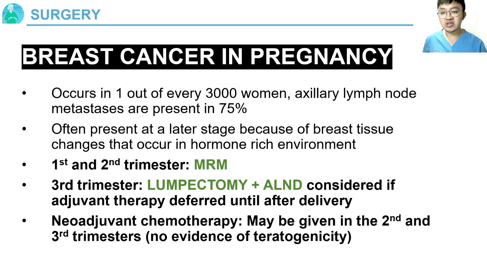So in the first and second trimester, because you can't have the patient undergo chemotherapy and radiation, it's better to proceed with the modified radical, more radical procedure, just to make sure that the cancer is somehow eliminated. For the third trimester, you can proceed to less aggressive, more conservative approaches such as lumpectomy and ALND, because you can provide the patient's chemotherapy after the child is born, right? So it's near the delivery date. Neoadjuvant chemotherapy may be given in the second and third trimesters because there's no evidence of teratogenicity.